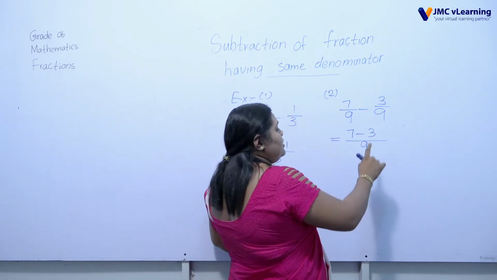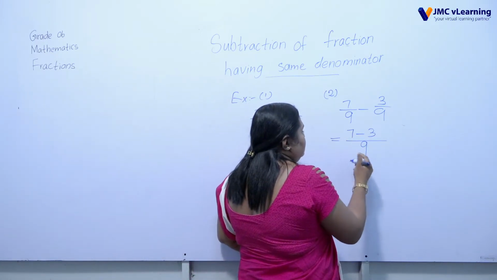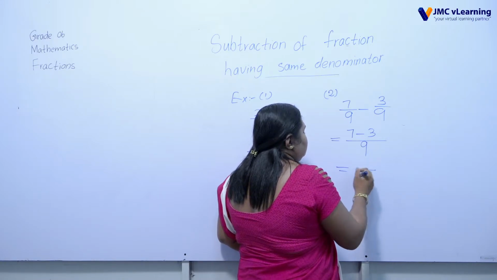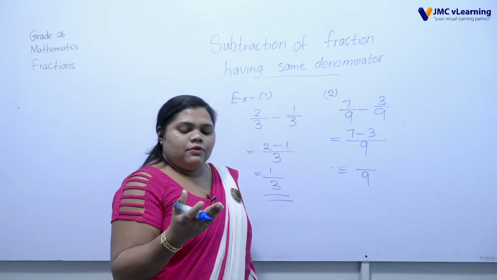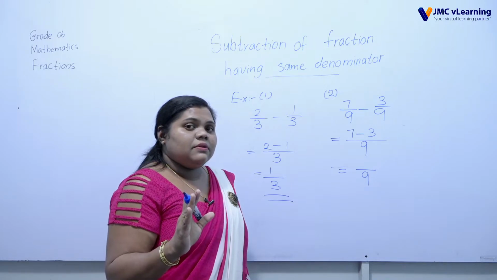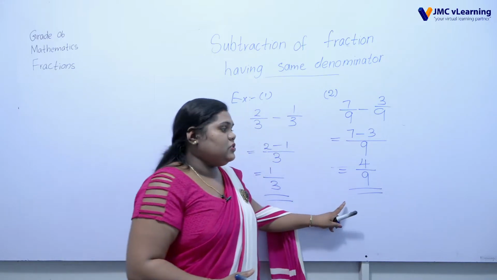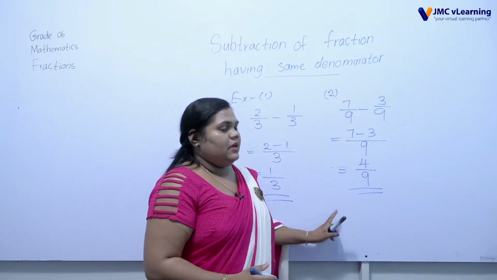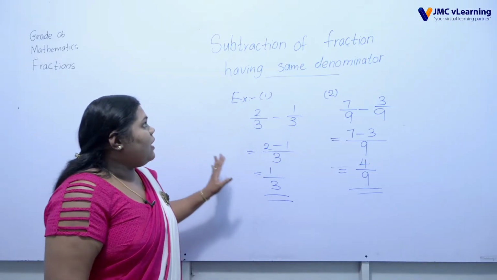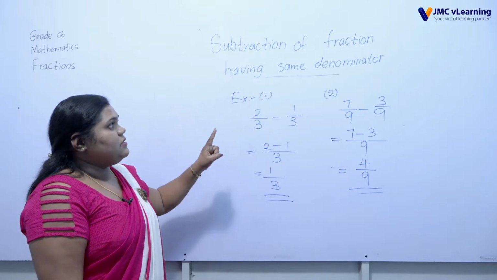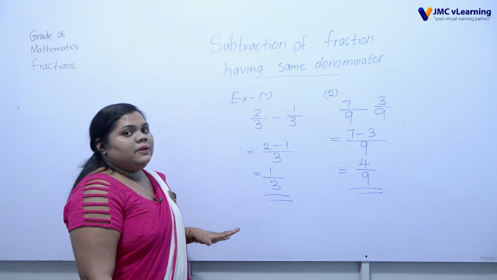the numerators. It means you want to subtract 3 from 7. So you cannot change the denominator 9. You want to subtract 3 from 7. So what is the answer? 4. The answer is 4. So how can you read this fraction? 4 out of 9. Okay children, now you know how to subtract fractions having the same denominator and add fractions having the same denominators.